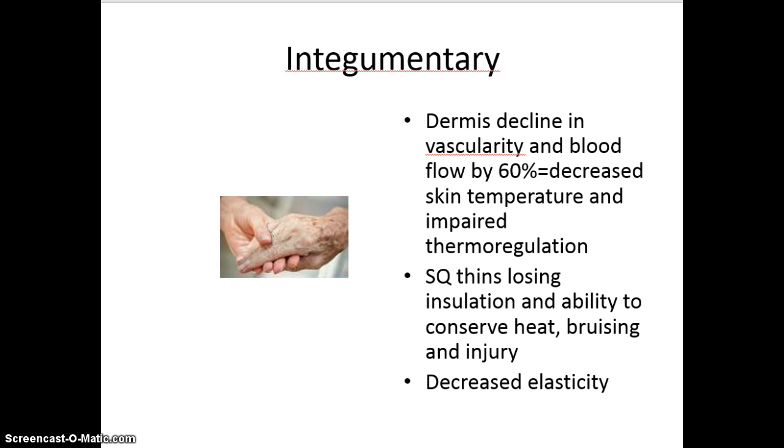In the integumentary system, the dermis has that decline in vascularity. What we see is loss of blood flow, and they may have more of a pale appearance to their skin. The nerve endings decline in sensations of pressure and touch, and the older person is more prone to injuries resulting from poor detection of sensory stimuli.